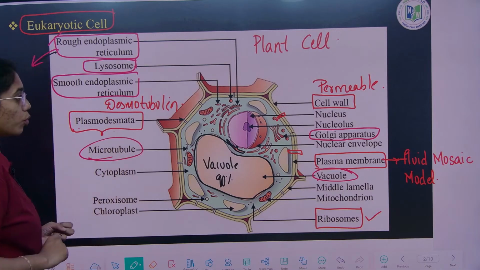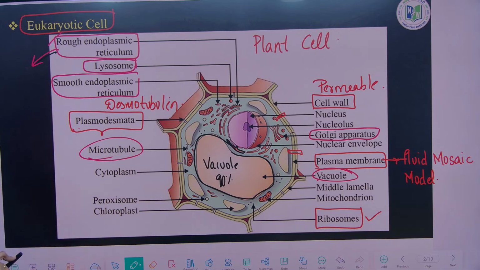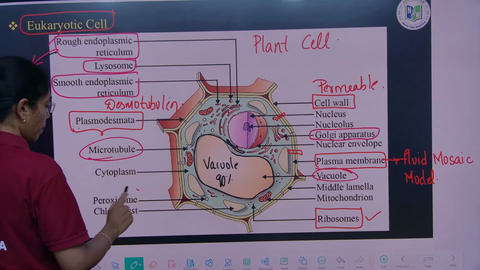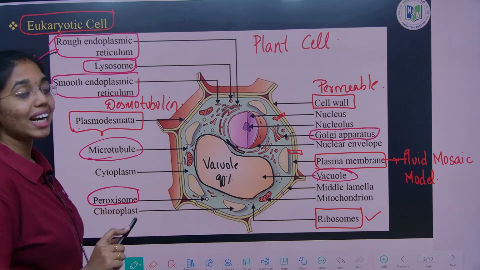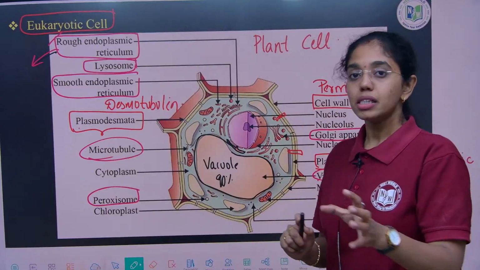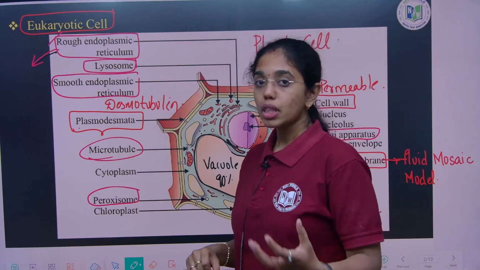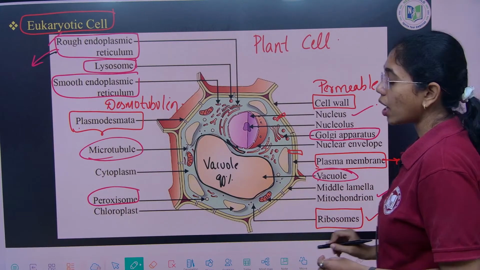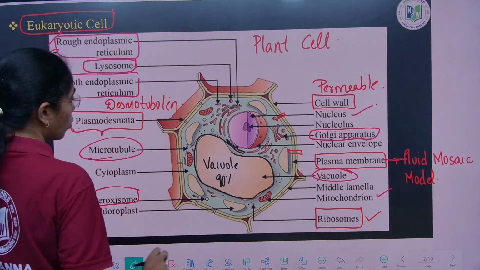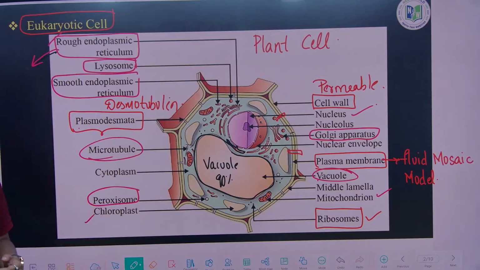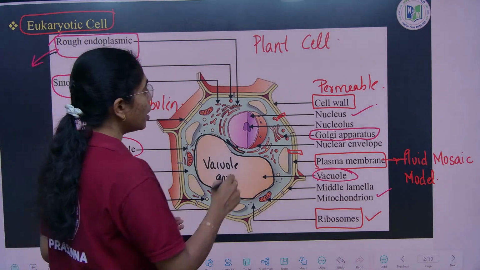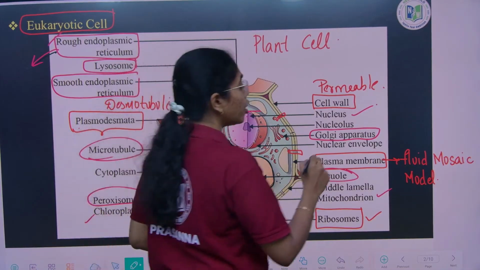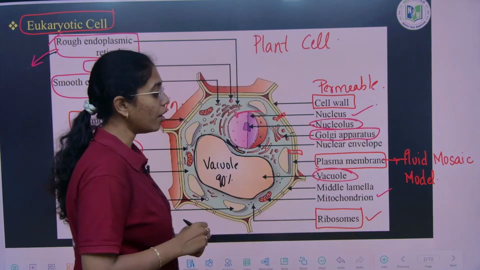The cytoskeleton includes microtubules, microfilaments and intermediary filaments. Followed by microbodies. Microbodies include peroxisomes, glyoxysomes and spherosomes. These also are single membrane bound organelles only. Now, looking into double membrane bound organelles, we have the nucleus, mitochondria and chloroplast. The nucleus has 4 components inside it: nuclear envelope, nuclear pores, nucleoplasm and nucleolus.